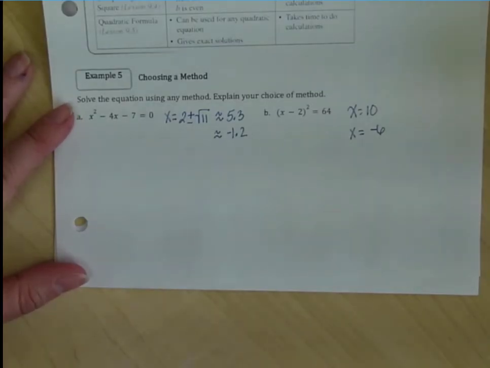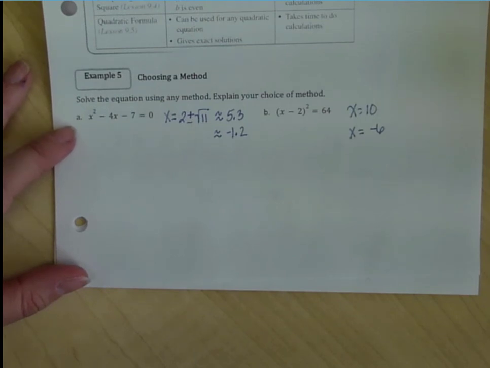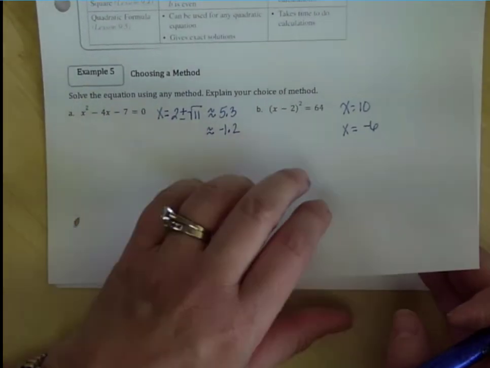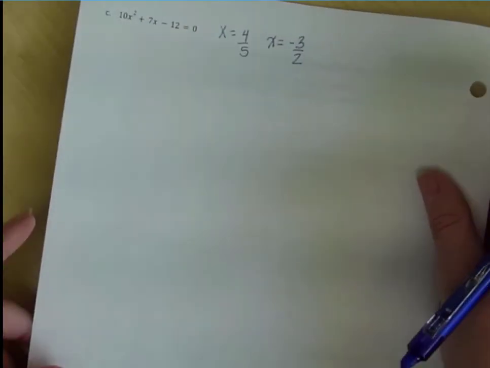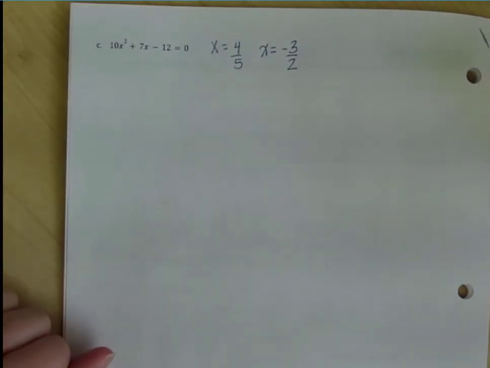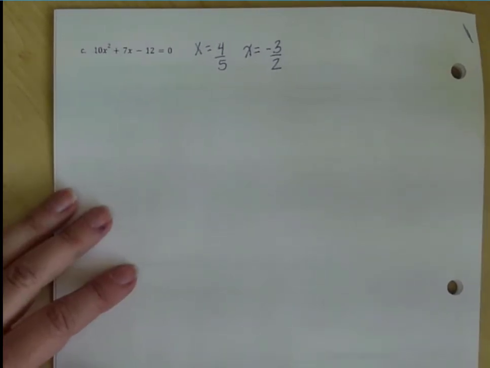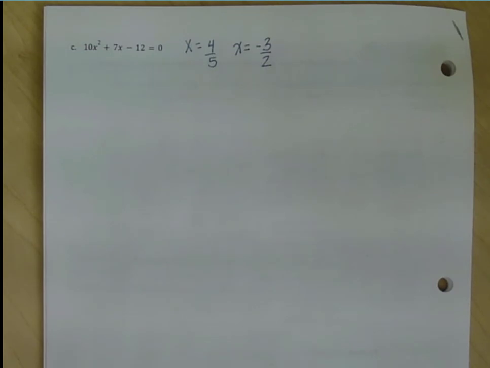For number 1, you'd end up with x is approximately 5 3/10 and approximately negative 1 2/10. The best way to do A is probably the quadratic formula. Now for B, probably the best way here is using square roots. So you'd end up with x equals 10 and x equals negative 6. Now for 10, you end up with x equals 4/5 and x equals negative 3/2. There are lots of different ways to solve this one, so it's really your choice how you would choose to do that.